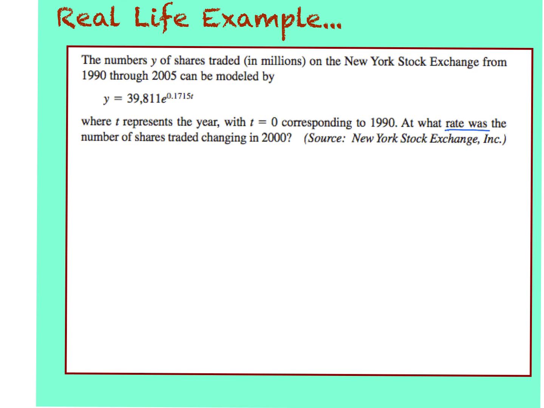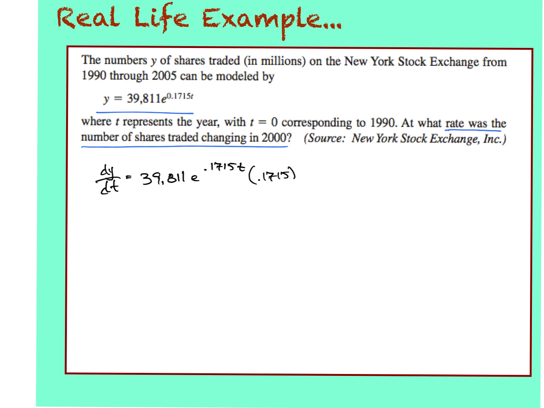All right. At what rate was the number of shares changing in 2000? How do I get a rate? Take a derivative. Exactly. So how do I notate taking a derivative of that function? dy dt, because it's with respect to time. All right. So now I still have this 39,811. The derivative of e to the 0.1715 t is just e to the 0.1715 t, right? However, what happens? A 0.1715 pops out.